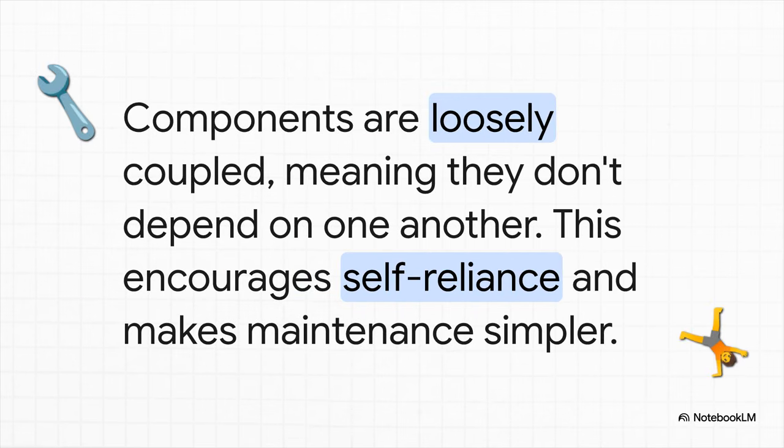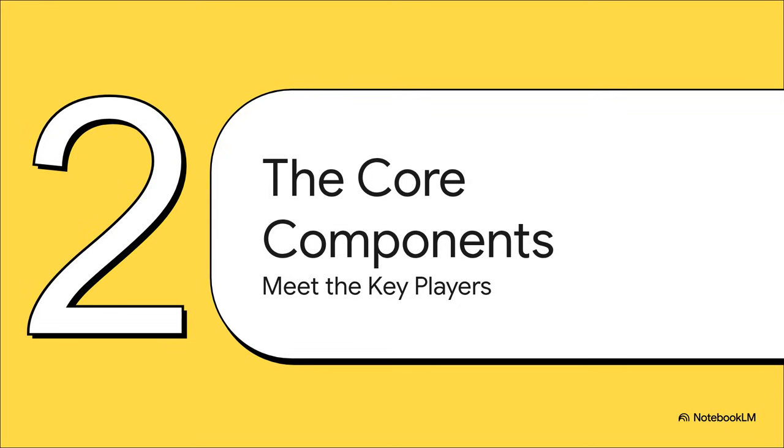And finally, flexibility. The components are what we call loosely coupled, which is just a fancy way of saying they aren't tangled up with each other. This is so clever because it means you can update one part of your system without needing to rewrite everything else. Maintenance becomes way easier. So we know it's scalable, it's fast, and it's flexible.